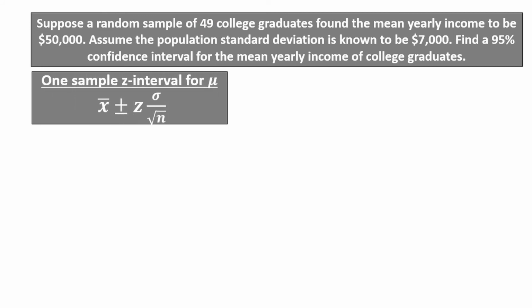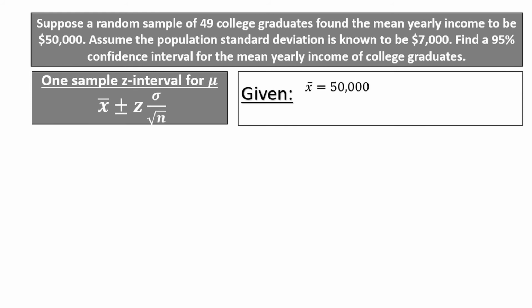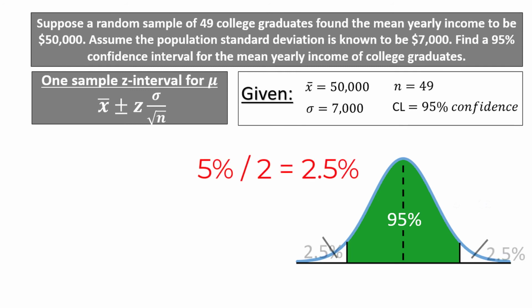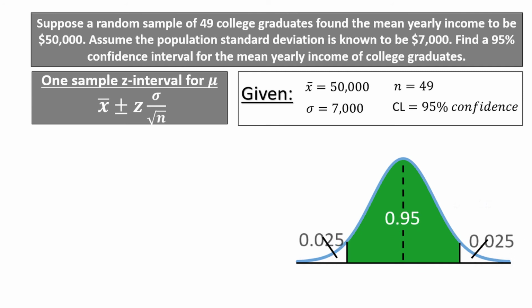Here is the formula for the one-sample z interval for the population mean. X bar is the sample mean of 50,000, sigma is the population standard deviation of 7,000, n is the sample size of 49, and the confidence level is 95%. The only number that we are missing is the z-score, which is the positive z-score corresponding to the 95% confidence level. If we draw the picture of this distribution, 95% of the probability falls between the upper and lower bounds. This also leaves 5% of the probability to be split between the two tails, 2.5% each. In decimal form, that's 0.95 and 0.025.